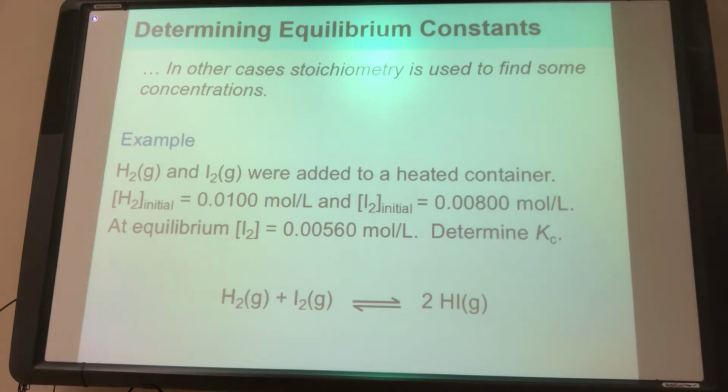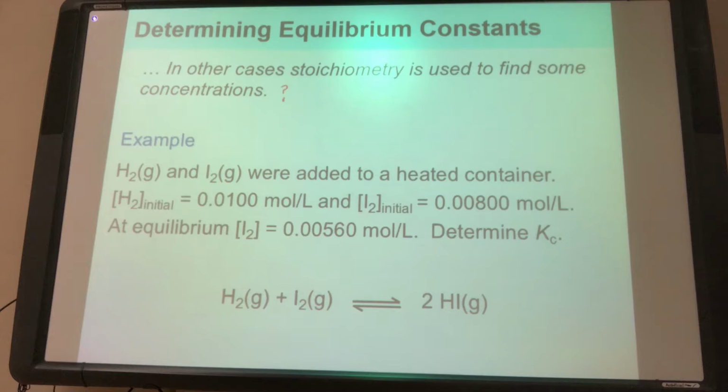So let's talk about how to do this. Let's read the problem first. It says H2 gas and I2 gas were added to a heated container. H2's initial concentration was 0.01 and I2's initial concentration was 0.008. At equilibrium, I2's concentration is 0.0056. Determine Kc. And then I have the equation.